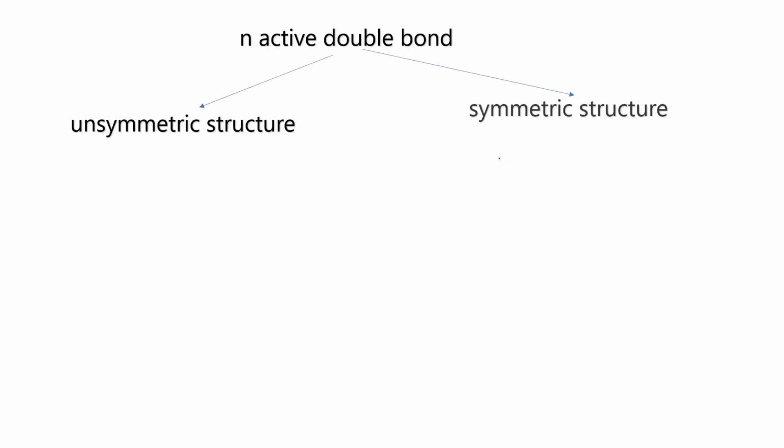Now let's start with n active double bonds. What cases do we have? Unsymmetric structure and symmetric structure. In the case of unsymmetric structure, how many molecules are possible?